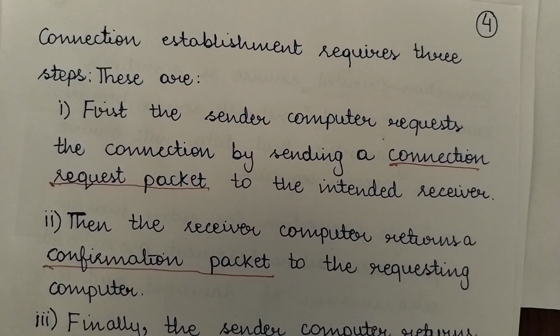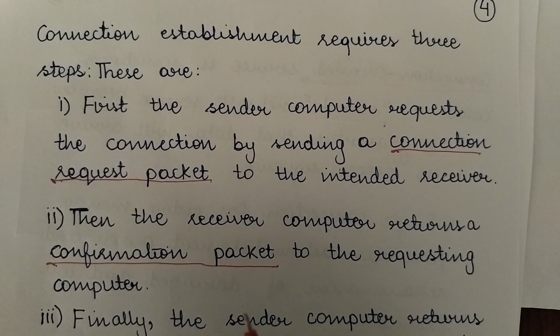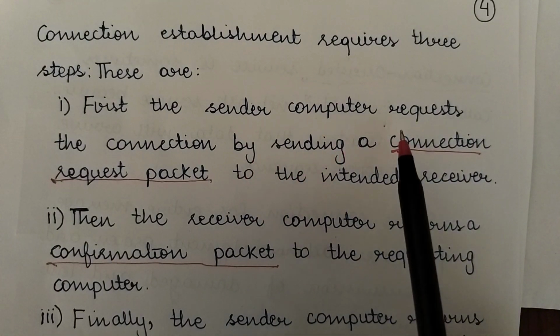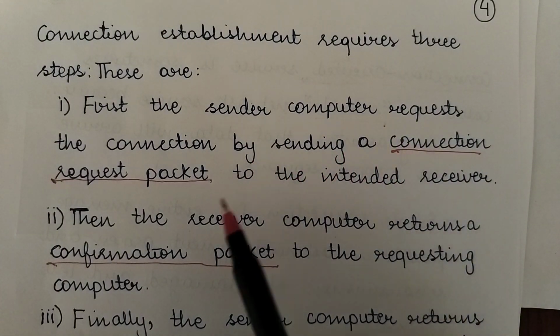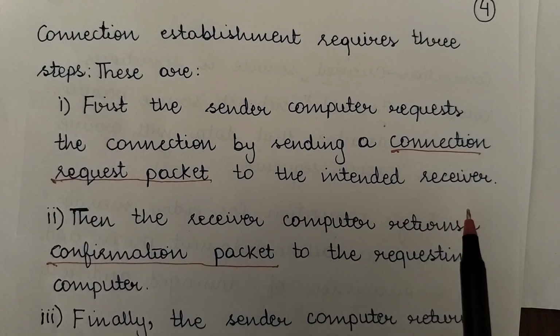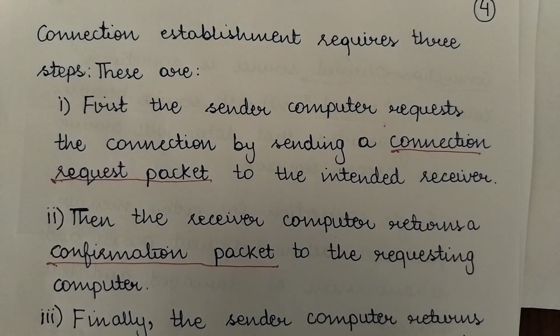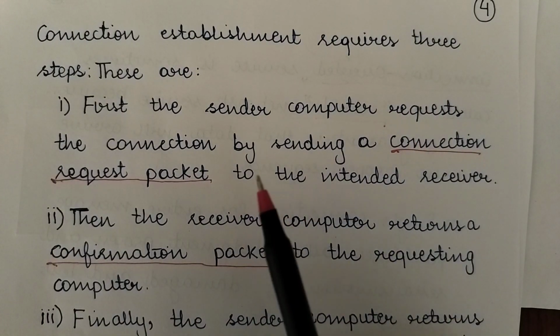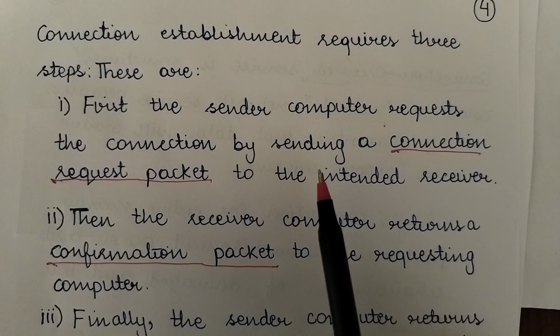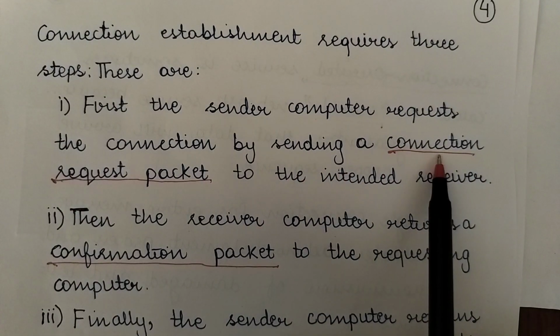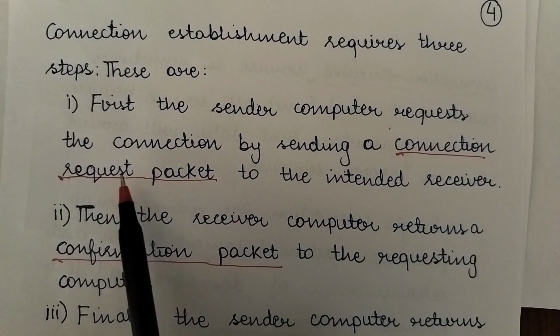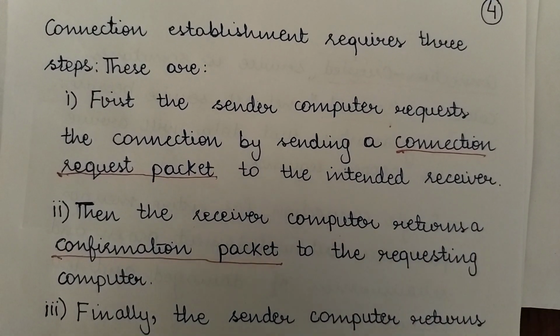Then the connection establishment requires 3 steps. What are these 3 steps? First, the sender computer requests the connection by sending a connection request packet to the intended receiver. Now, if the receiver is available for connection establishment, the first thing that the sender will do is request the connection. How will it request the connection? By sending a packet which is known as a connection request packet to the intended receiver.